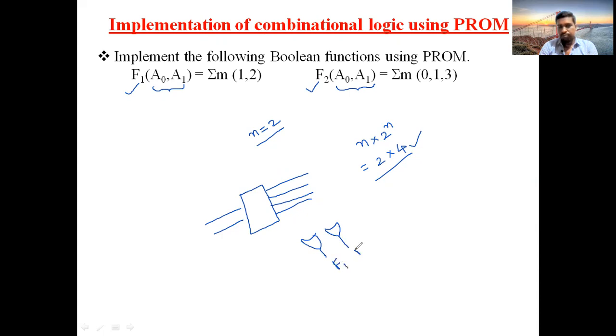This is for F2. And these are nothing but your output lines. So these lines are to be linked: among these four, 1, 2 lines only should tie up to the first gate. And among these 4, 0, 1, 3 only should tie up to the second gate. Like that, the connection should be given.